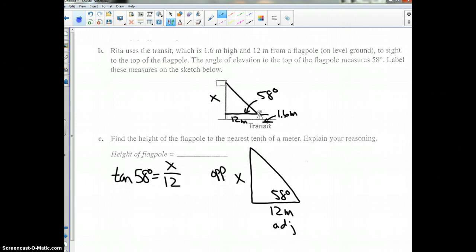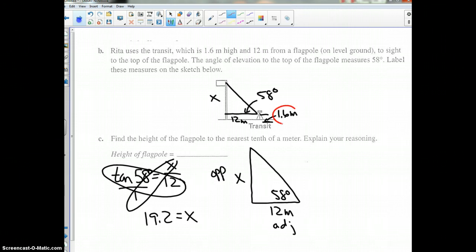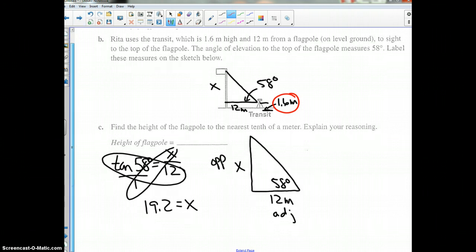Now in your calculator, you can put this over 1. Take 12 times the tangent of 58, and when you multiply this way, you're going to get X. So you get about 19.2 equals X. Now, that's not quite the height of the flagpole. Remember, we've got this little piece up here. That thing is 1.6 meters off the ground. So you have 19.2 plus the 1.6. You have 20.8 meters. That would be the height of the flagpole.